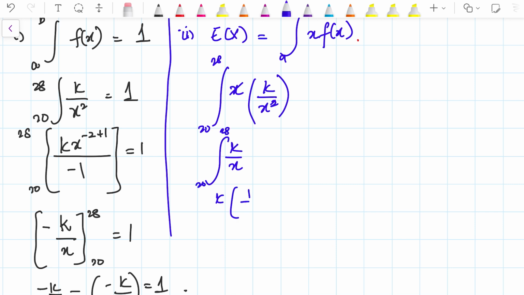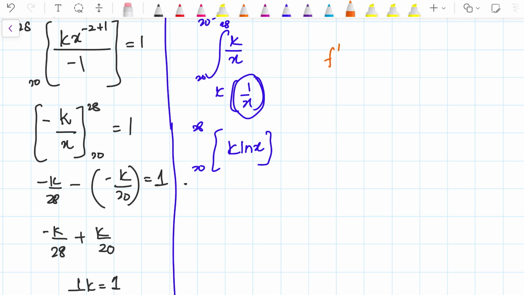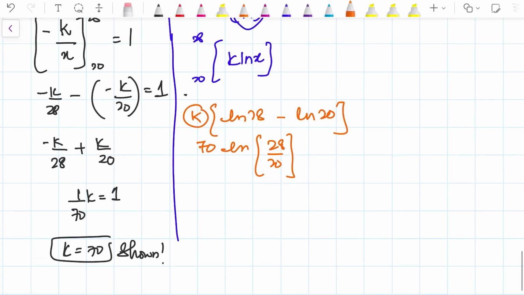Now k times 1 upon x. This 1 upon x will integrate to become k ln x, because if there's a differential in the numerator and the function in the denominator, when you integrate it, it becomes ln f of x. So, k outside, ln 28 minus ln 20. Take the ln common, 28 upon 20, and the value of k is 70. So, 70 ln 7 upon 5. That's going to be my expectation.